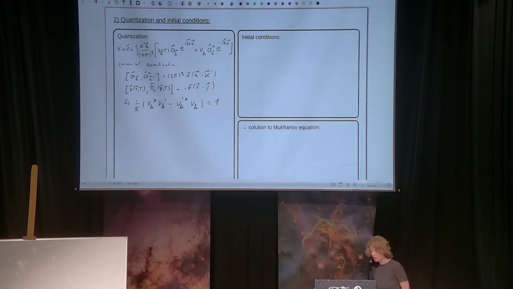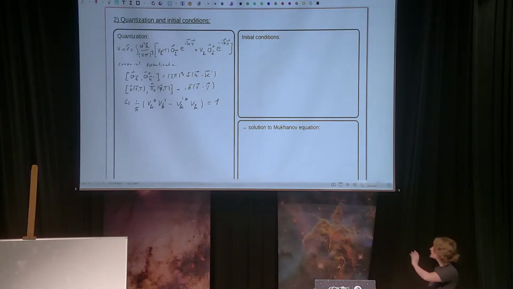And this is the relation that the Fourier coefficients need to satisfy in order to have canonical commutation relations for our scalar fields. This is something which one does in quantum mechanics all the time, right? We just kind of forget about it a bit when we do cosmology. But this is the relation we need.